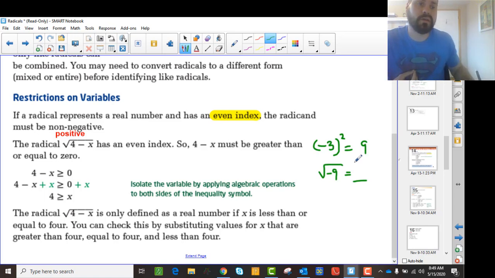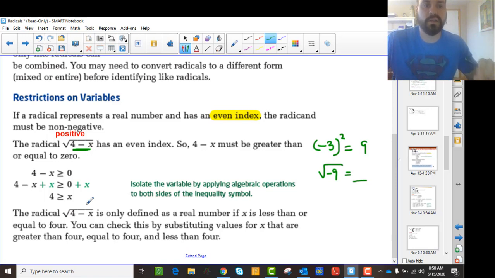So what we have to be careful of is that whenever we have an even index, we have to correct for anytime there's a radicand that has an x inside of it. If it's a number, no problem. But if it's an expression, then we have to do something about that. We have to state our restriction. So we have to say, for example, in this case, 4 minus x has to be greater than or equal to 0. And then we solve that and say that x has to be less than or equal to 4. So you have to actually restrict your variable if there's a variable underneath a radical that has a positive even index.